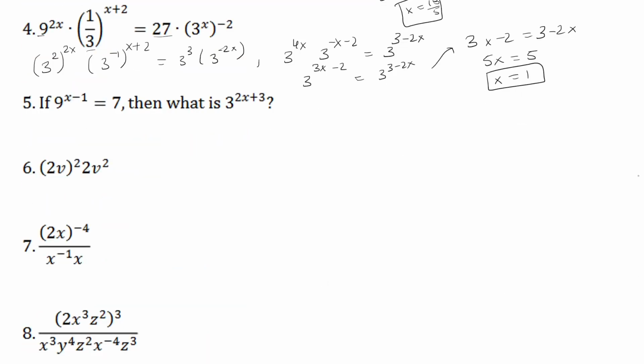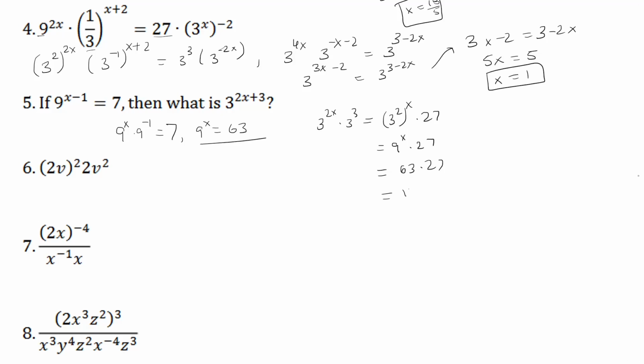If 9 to the x minus 1 equals 7, then what is the value of 3 to the 2x plus 3? Well, 9 to the x minus 1 can be broken up as 9 to the x times 9 to the negative 1. And then multiply both sides by 9, we get 9 to the x is equal to 63. And 3 to the 2x plus 3 can be broken up as 3 to the 2x times 3 cubed. And 3 to the 2x can be rewritten as 3 squared to the x power. And then 3 cubed is 27. 3 squared is 9. We have 9 to the x times 27. 9 to the x is 63. And that's just going to be 1701.